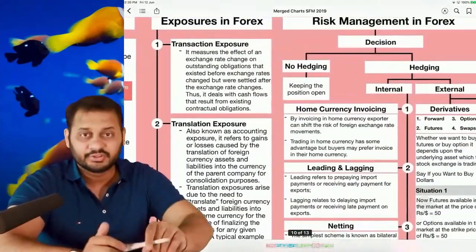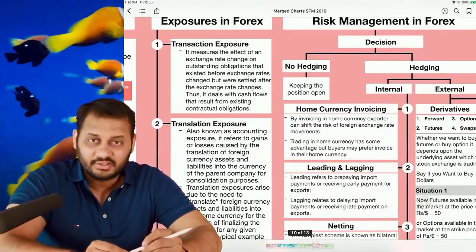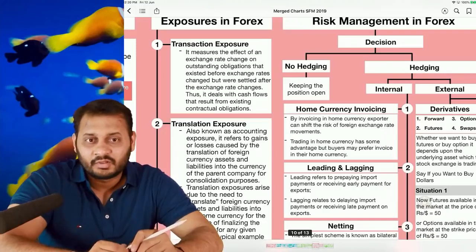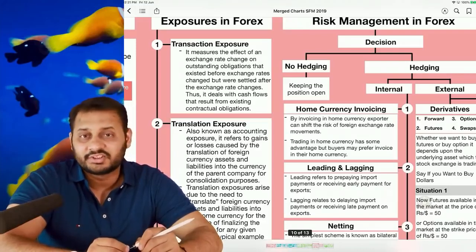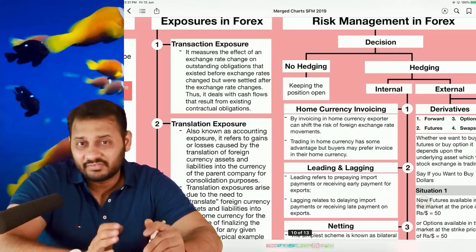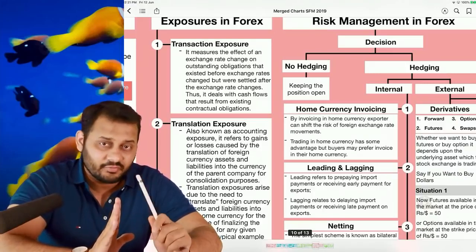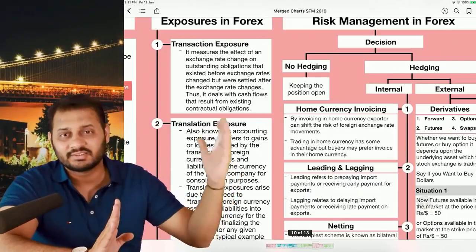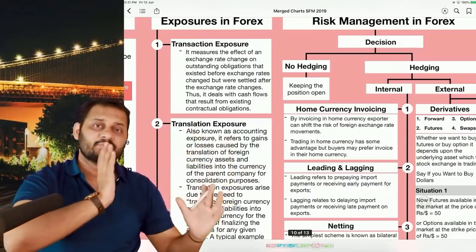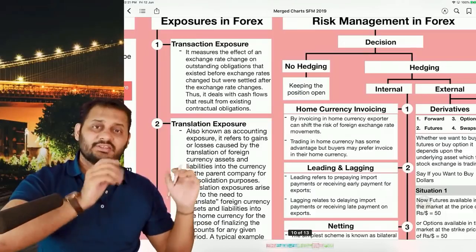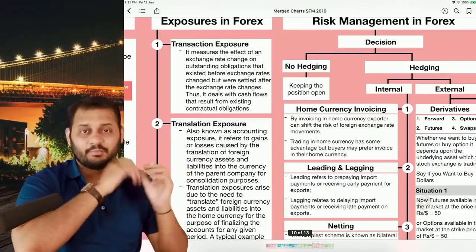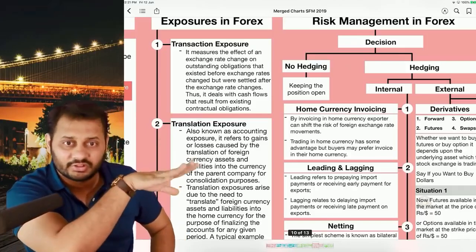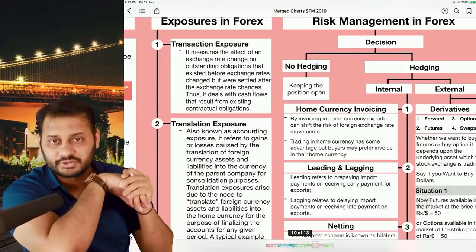Then comes your exposure in Forex. There are three types of exposures in foreign exchange and risk management. So first is transaction exposure, which explains the difference between what the profit would have been if the transaction had been settled here, and what the profit is if the transaction is settled after 6 months. The difference between these two dates is two different exchange rates, and because of those two different exchange rates, we will ultimately end up with profit or loss. That will be called transaction exposure.